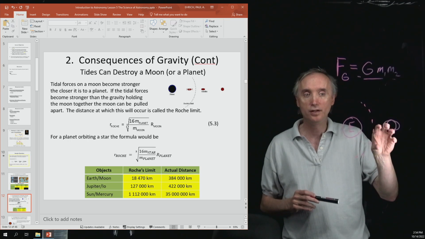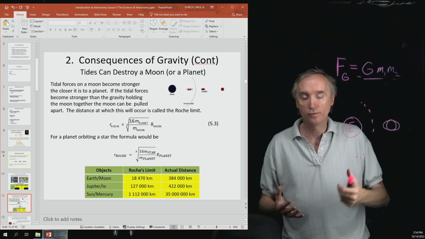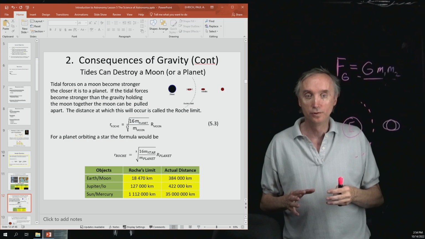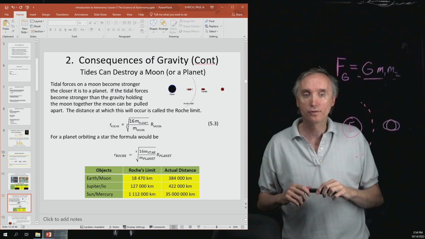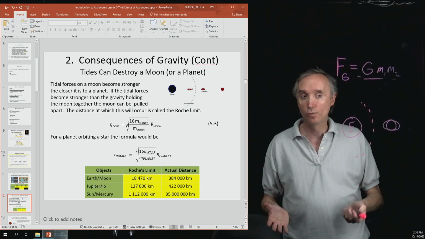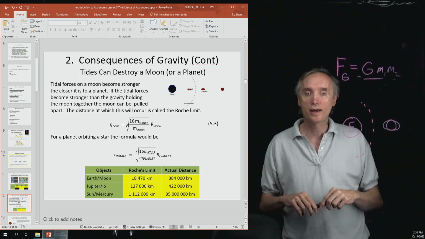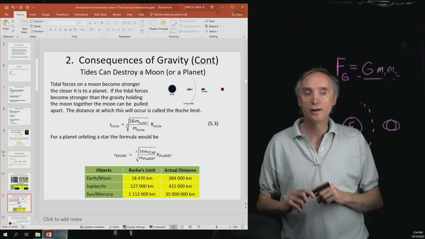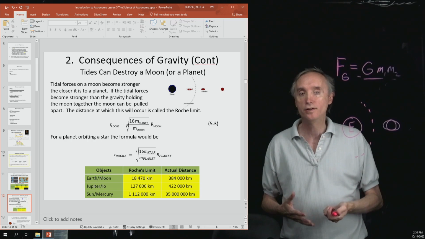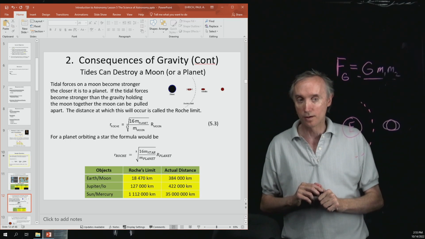So the moon would have to get 18,000 kilometers away from the Earth, and if it got any closer, it would be pulled apart. Now, where is the moon? The moon is actually 384,000 kilometers away from the Earth. So do we need to worry about it? No, the moon's not going to be ripped apart. Now let's look at Jupiter and its moon Io. I plugged in the mass of Jupiter, the mass of Io and the radius of Io, and I came up with a Roche limit of 127,000 kilometers.